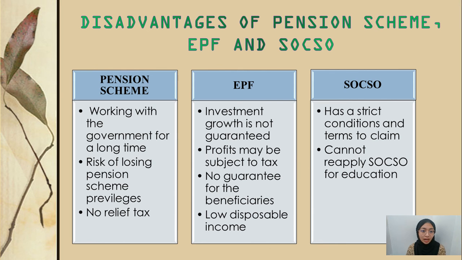The last one is the disadvantages of social security organization. First is strict conditions and terms to claim, and the second one is cannot reapply Social Security Organization for education. Applicants who have received Social Security Organization loans before but failed to complete the education program or cancel their loan before graduating are disqualified from reapplying unless they have fully paid any outstanding amount from their previous loan.